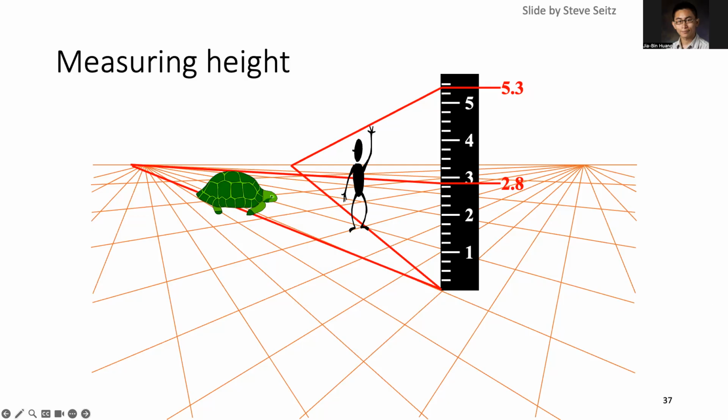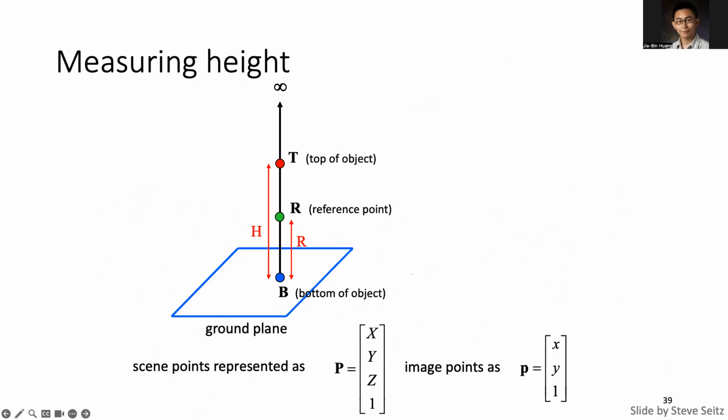All right. But what if you don't have this reference, the direct ruler? How do you do this? Okay. So what you will do is the following. You have a reference point. You have the bottom of objects and the top of objects. So the height is what you want, and you have some reference points. You have this ratio that you want to be able to know.